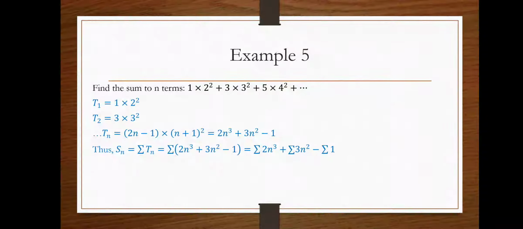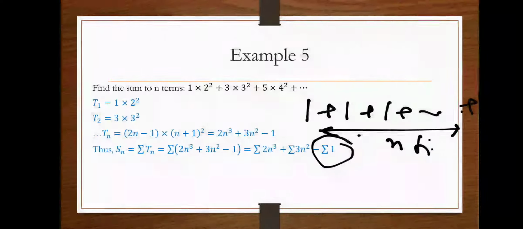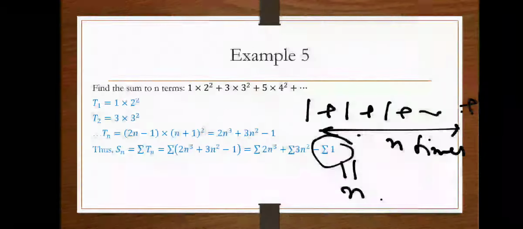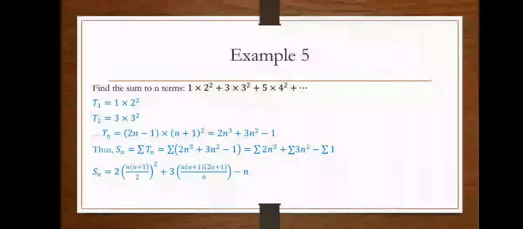Now here, what is summation of 1? That is something which we need to talk about. Summation of 1 means the single number 1 is getting added n times. You are adding this whole thing n times. So summation of 1 is actually equal to n. Fine. Now, all you need to do is summation of 2n cube. So the n cube formula is this, the n square formula is this, and the summation of 1 formula is this.